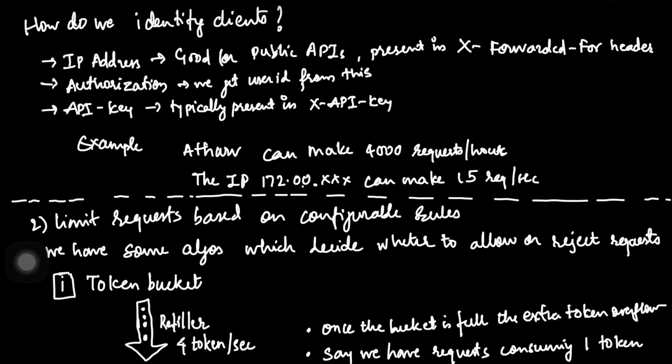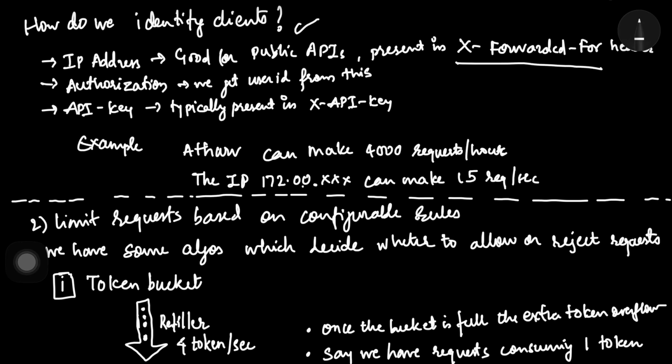How does our chosen architecture actually distinguish one user from another? This is the final piece of our first functional requirement also. So how do we identify the clients over here? Depending on the context, we have three primary ways to identify a client. The first one is the IP address. This is perfect for public APIs where users aren't logged in. We can typically find this in the X-Forwarded-For header. This is the type of header which actually gives that information.